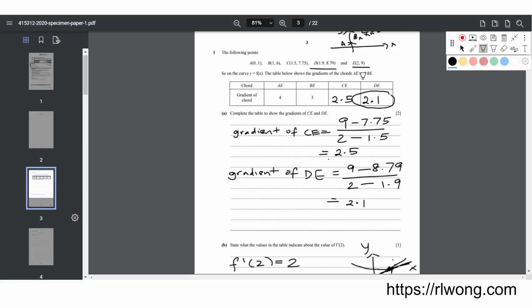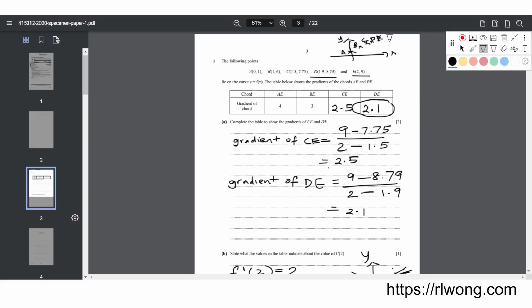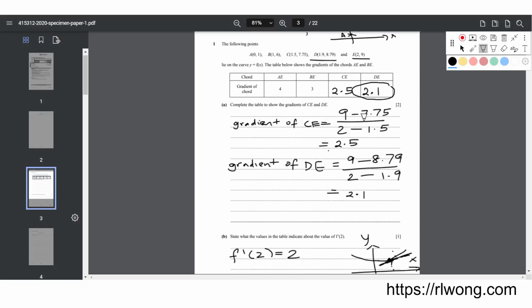But D is like 0.1 units away from E. So very likely the gradient is quite close to 2.1 but not 2.1. Then next we look at this pattern. As the points get closer to point E, the values get smaller, and from 2.5 to 2.1, very likely the gradient at E is slightly less than 2.1, so we give a value of 2.